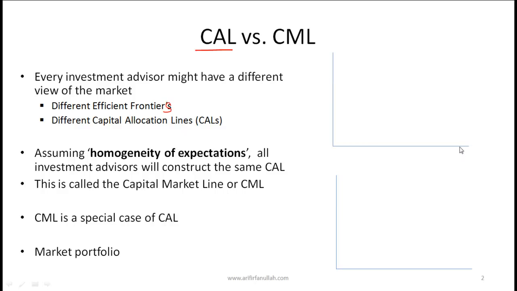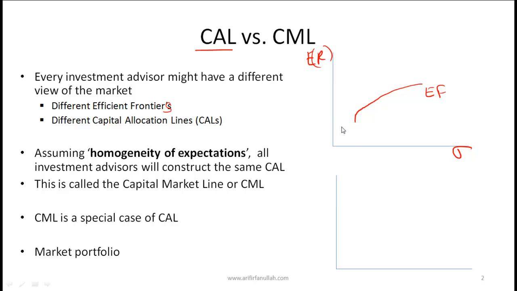So if you recall, we had our risk or sigma on the x-axis, our expected return on the y-axis, and for a given investment advisor, based on the market returns of various investments and based on the correlations, he would come up with this Markowitz efficient frontier. And then remember, this efficient frontier was based only on risky assets.